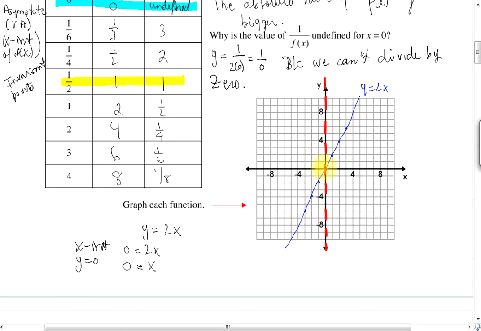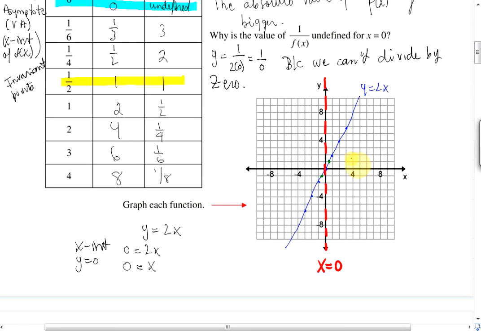Notice it's at the place where x equals 0, so the equation of this line is x equals 0. Another thing that we want to keep in mind are our invariant points, and notice that they happen when x is a half and y is 1, and the other time is when x is negative a half and we get y equals -1. So those are our invariant points.